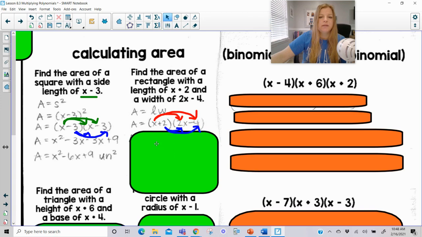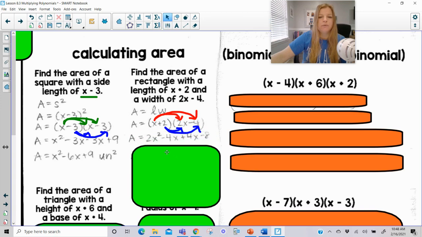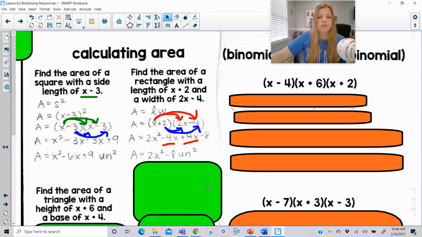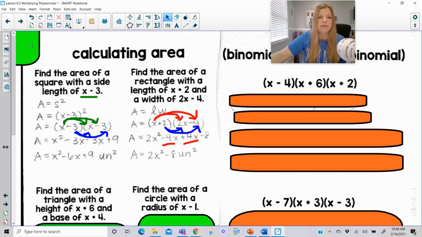So this becomes 2x squared minus 4x plus 4x minus 8. Now, notice what happens here in this problem, a negative 4x and a positive 4x. When you go to combine those, they just simplify each other out. So you're actually just left with 2x squared minus 8. And then it's units squared because it's area.